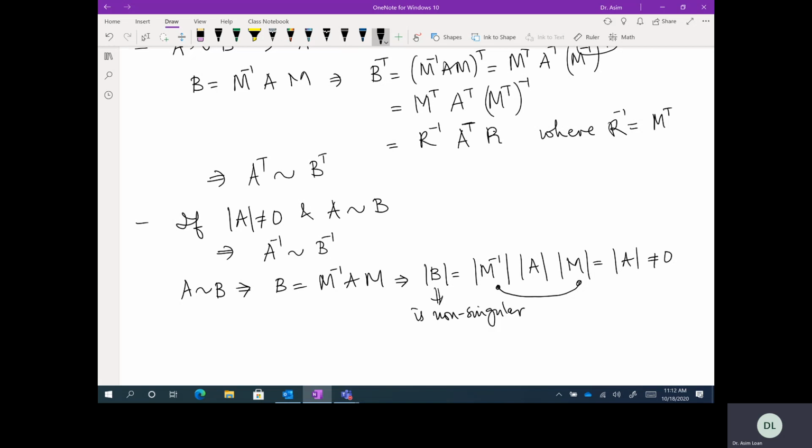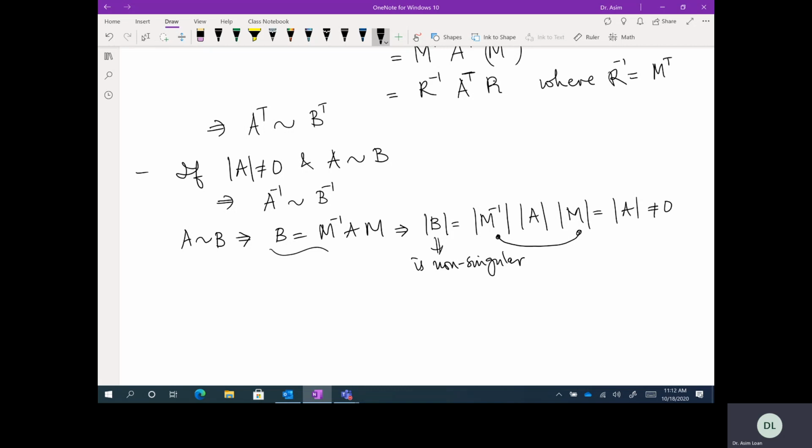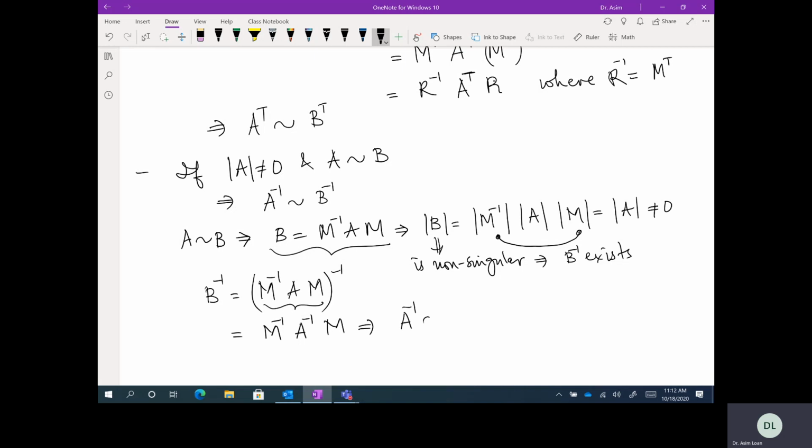So if B is non-singular, let me take the inverse of this thing. If I take the inverse, B inverse exists. So B inverse is simply (M inverse AM) whole inverse. When you take the inverse, you reverse the order here. So this becomes M inverse, A inverse, and the inverse of M inverse goes back to M. So this implies A inverse is similar to B inverse.